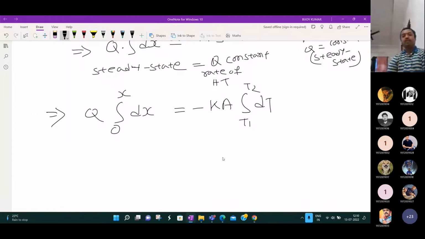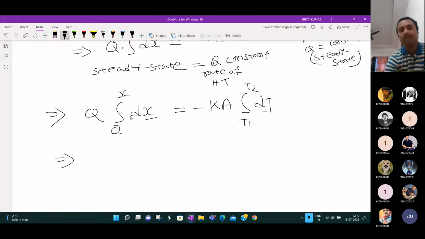Any doubt till now, why we put 0 to x and t1 to t2? Because we have to put the lower limit of x, upper limit of x, lower limit of t, upper limit of t. Okay, next we have to do the integration.